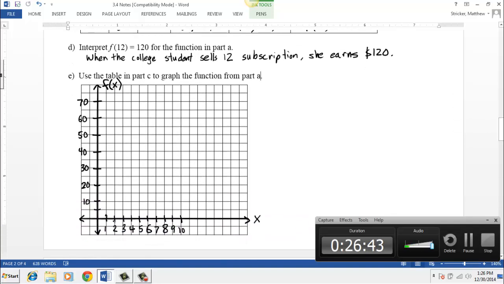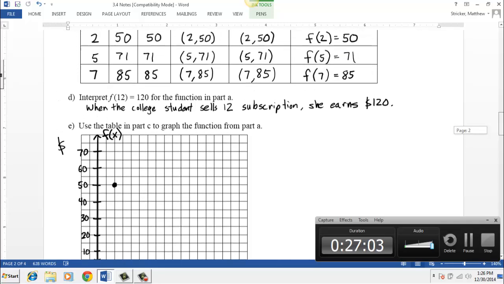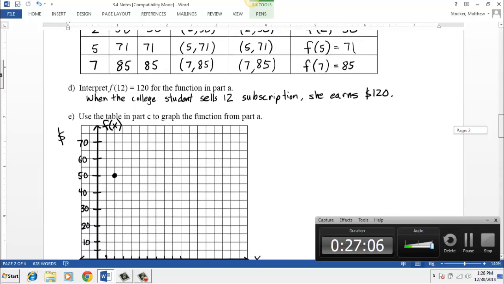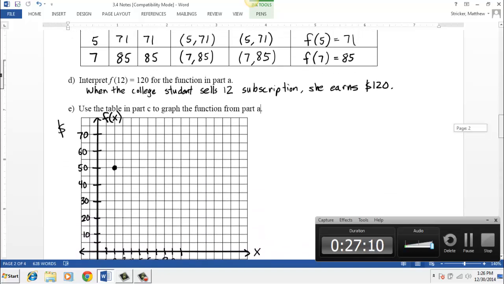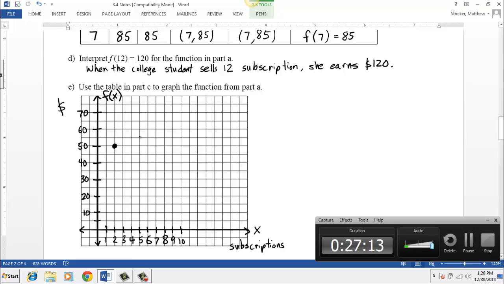So we go over here to 2 subscriptions. For x, this is subscriptions. For f of x, this is dollars. So when we sell 2 subscriptions, the amount earned is $50. If we sell 5 subscriptions, the amount earned is 71. 5 subscriptions is a little bit more. It's right about there, 71. And then we just saw that 7 subscriptions is about 85. That's going to be way up here, right about there.